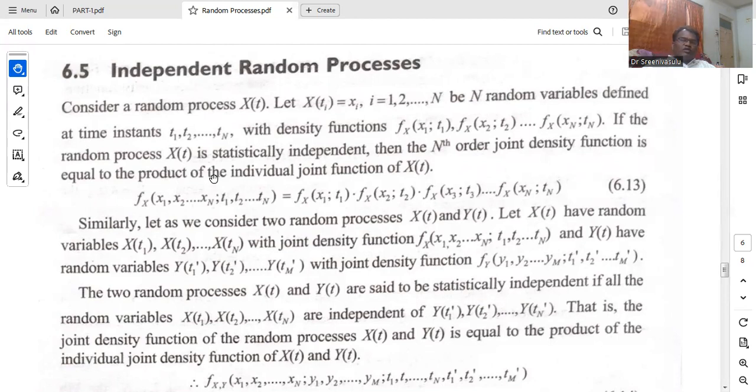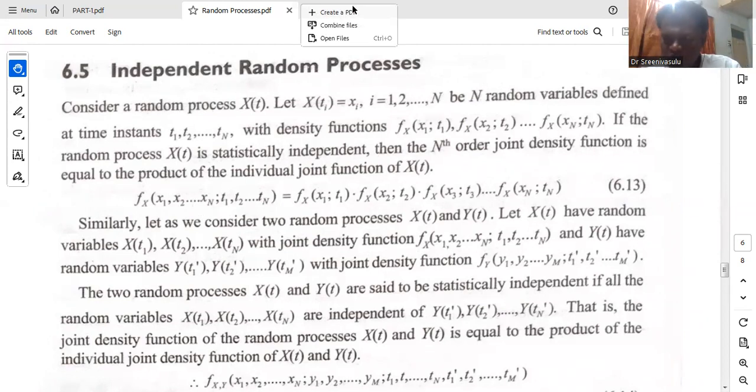Again, consider the joint probability density function for nth order, f_X of x1, x2, x3, and so on up to xn. For independent variables, probability of A intersection B is equal to probability of A times probability of B.